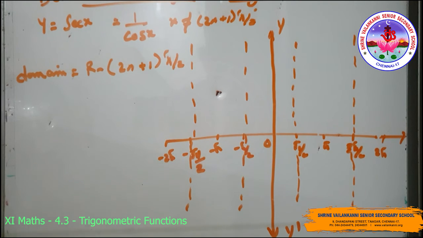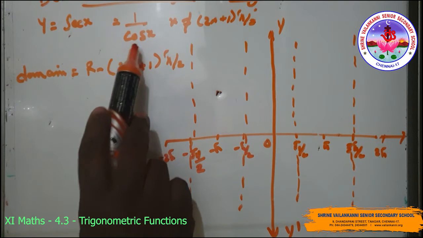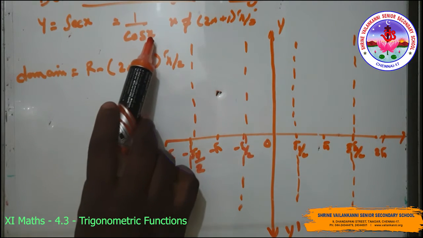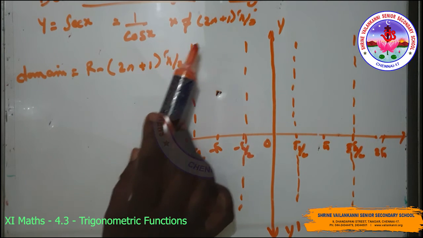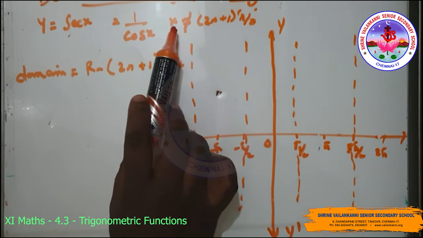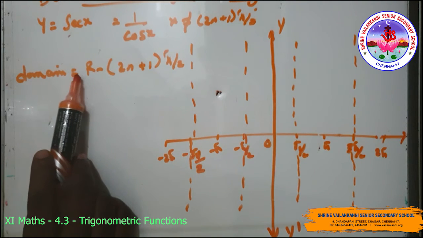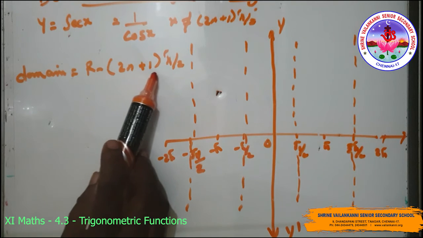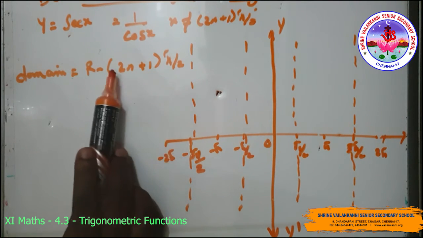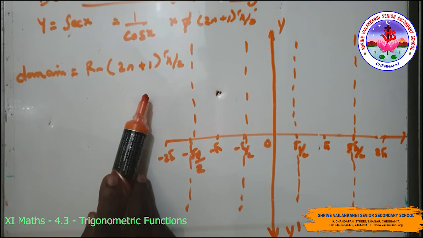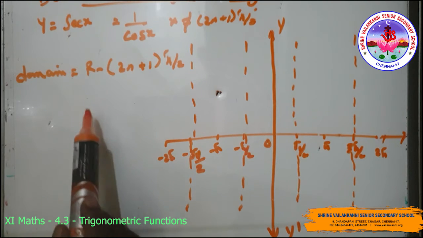So the next function is y equal to secant x. By reciprocals, secant x is 1 by cos x. In a rational function, cos x is not equal to 0. We have cos x equal to 0 when x is equal to (2n plus 1) into pi by 2. So x is not equal to (2n plus 1) pi by 2. So the domain is all real numbers minus the odd multiples of pi by 2. Except at these odd multiples of pi by 2, the domain is all the real numbers.